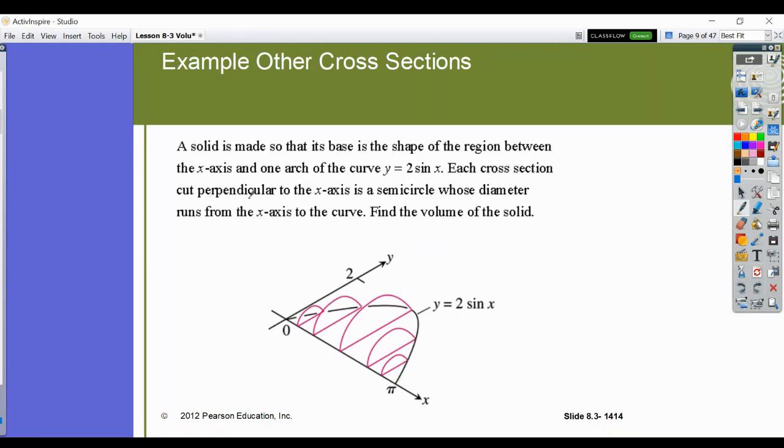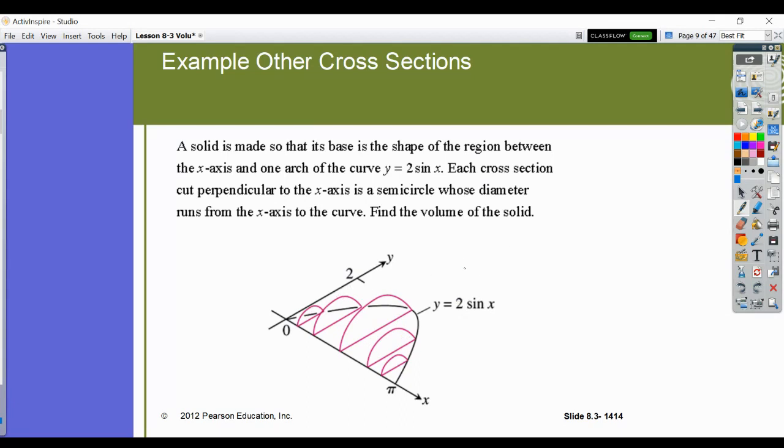The cross section cut perpendicular to the x-axis is a semicircle whose diameter runs from the x-axis to the curve. So these are the diameters, which are drawn here in this picture. So this is a nice little picture. If you imagine all the slivers, you'd get this fun little curve shape, almost a boomerang, but it doesn't have an inside. So we're going to find the volume of this.